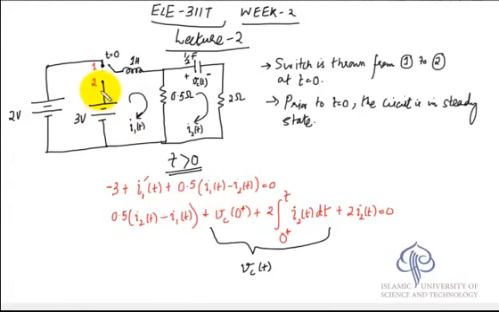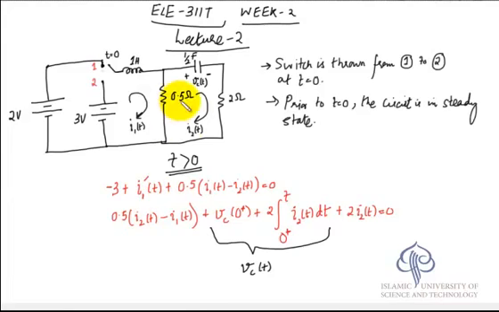So for t greater than 0, this switch would be connected to point 2, and these two meshes would be in place. This source would be out of the picture. So this is minus 3 plus L dI by dt plus (I1 minus I2) into 0.5. That's what we are writing. L is 1, so instead of di by dt I'm writing I1'(t).